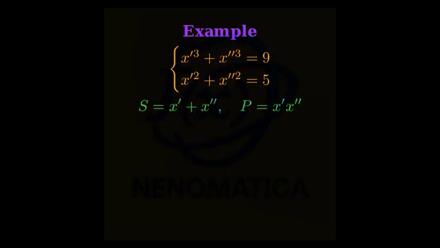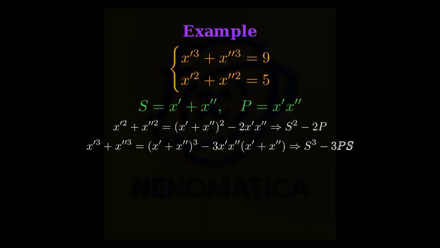S equals x prime plus x double prime, and P is the product, P equals x prime times x double prime. Step 2. Use standard identities for two numbers A and B. The sum of squares equals the square of the sum minus 2 times the product. The sum of cubes equals the cube of the sum minus 3 times the product times the sum. Substituting S and P gives us the following system in S and P.